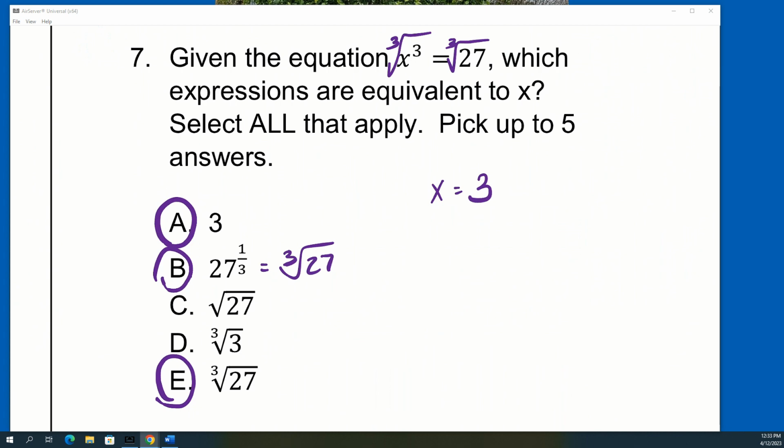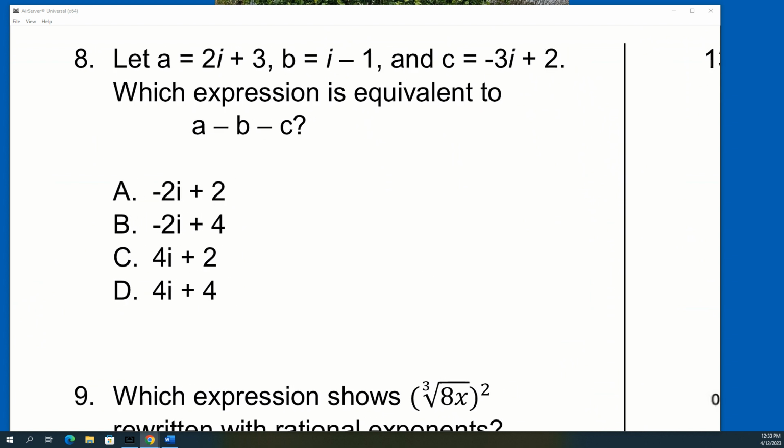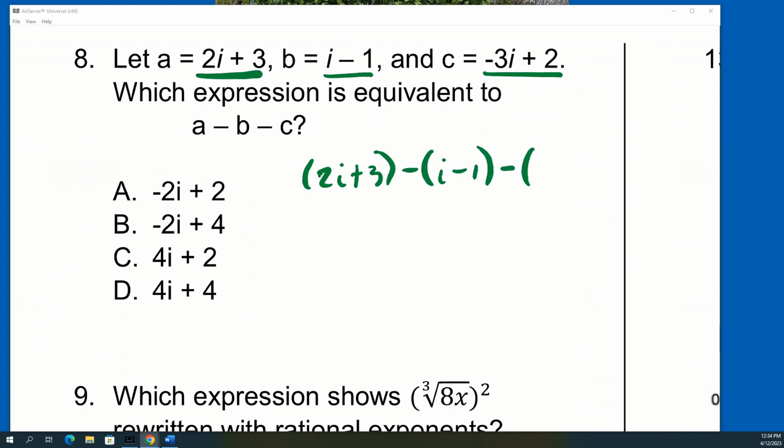Okay. All right, we're about halfway through. So let's look at 8. We have 3 numbers represented as A, B, and C. And our directions are to take A, which is 2i plus 3, subtract B from it, and subtract C from it. So the first thing I would do on these ones after the minus sign, I would distribute the negative.